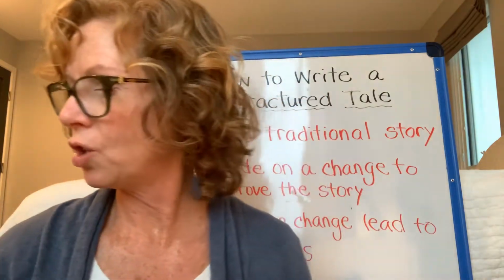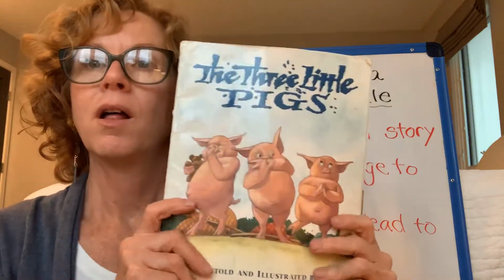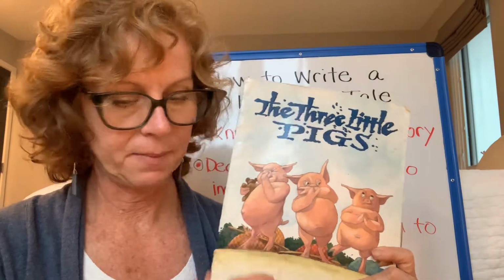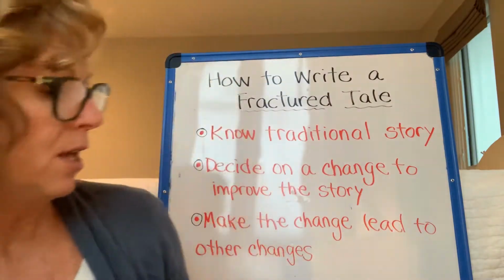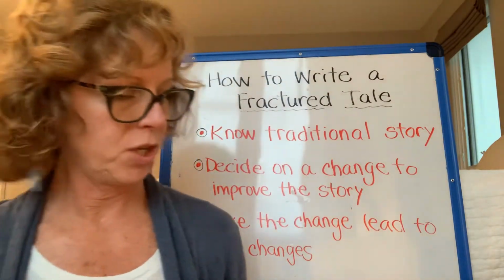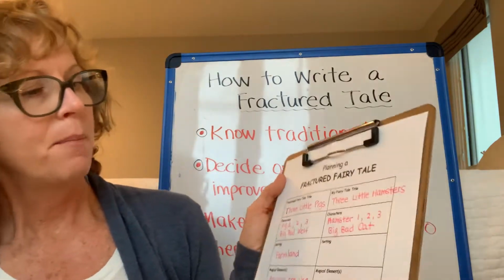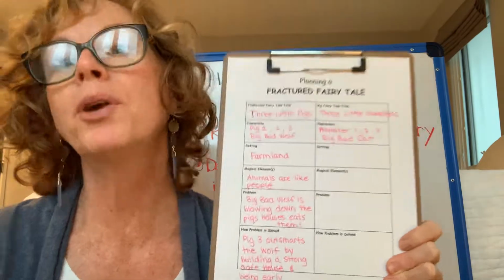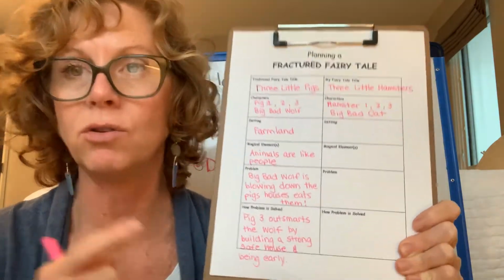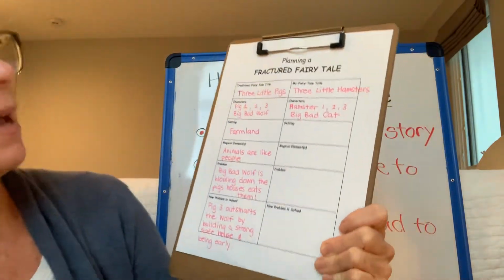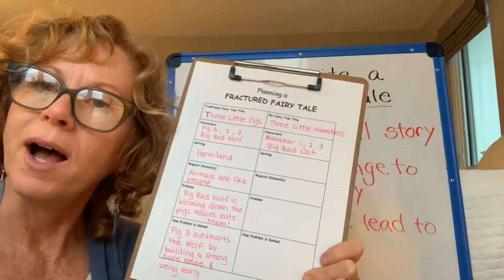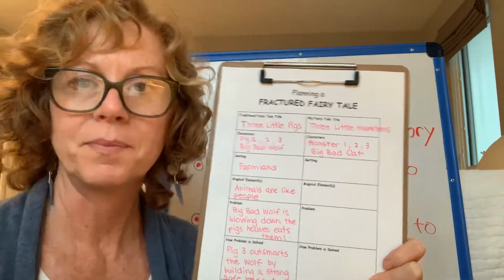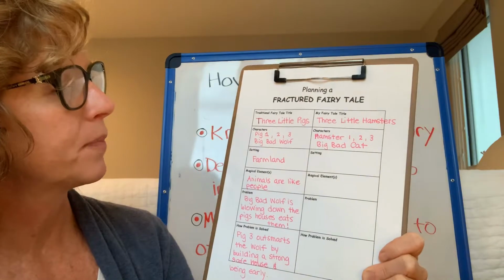So I'm going to choose The Three Little Pigs, okay? And in the Google Docs, you will find planning a fractured fairy tale. Now, I printed it out and I'm going to write on it so you can see, okay? But these are in your classroom, the Google Classroom.